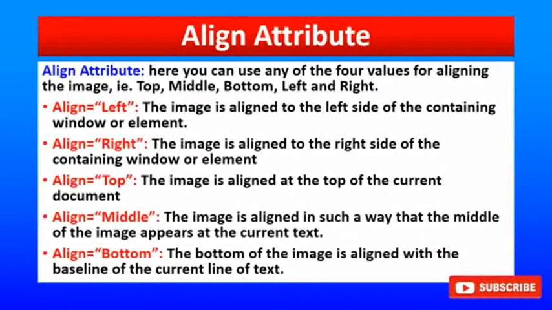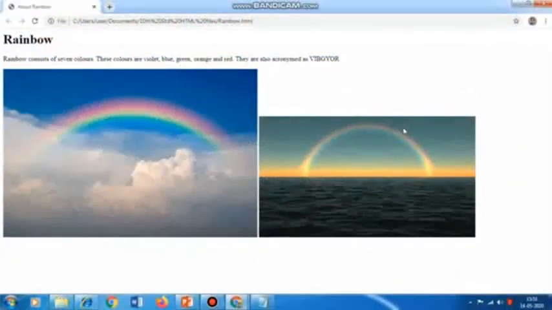And last one is align is equal to bottom. The bottom of the image is aligned with the base line of the current line of text. This also doesn't work much in practicals. We will check just now all the 5 values with the attribute align. So now we will align the image in different ways. There are 5 different techniques. That is, 5 different values of align attribute. It is align is equal to top, middle, bottom, left or right.